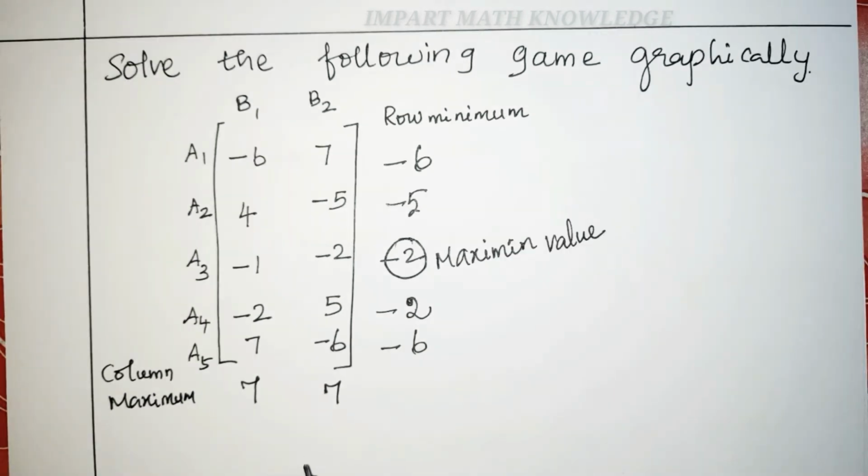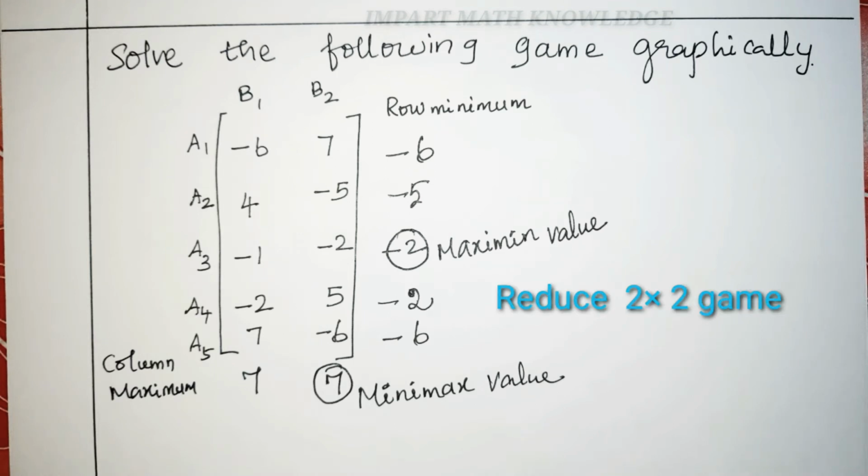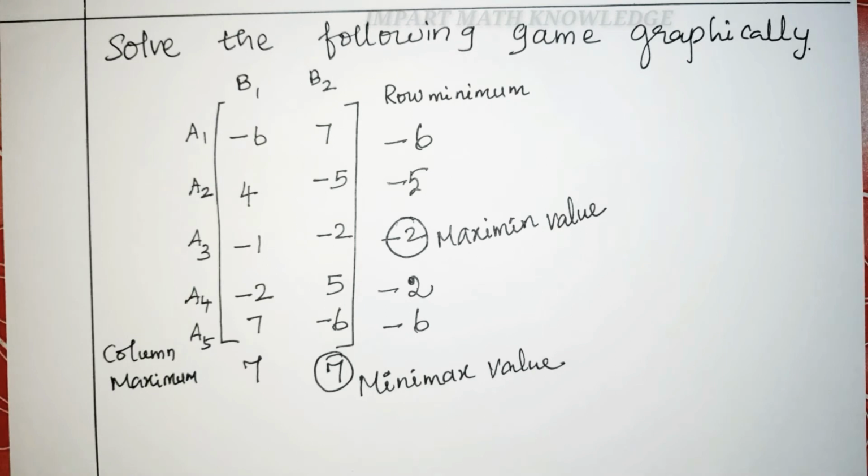From the column maximum, you have to select the minimum value. Here both the values are the same, so you can select any one. This is the minimax value. And here the minimax value is 7, the maximin value is minus 2. Both are not equal, so a saddle point does not exist. If a saddle point does not exist, we can go with the graphical method for reducing the given game into a 2 by 2 game. For the graphical method, first you have to find B's expected payoff.